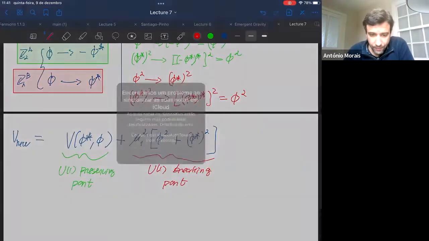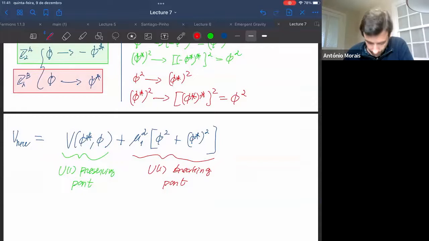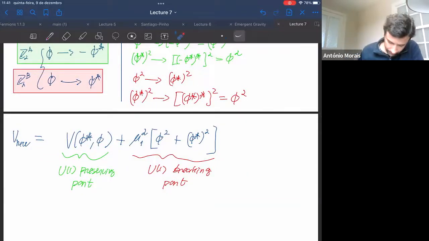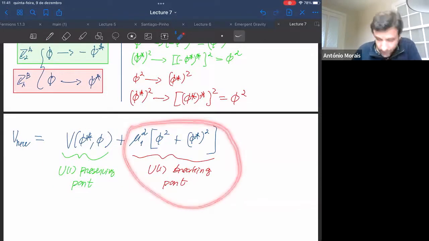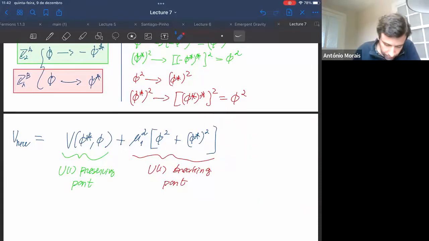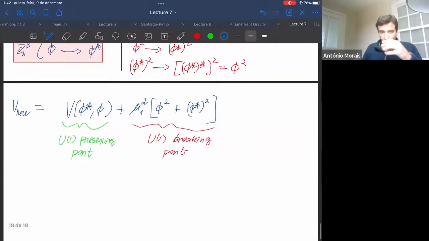So I was saying that we have a new potential that is made of a U1 preserving part and a U1 breaking part, and this is the U1 explicitly breaking part. So we need to recompute the stationarity conditions for this full potential. And now we get more conditions because of this Z2 cross Z2 symmetry. This potential has a Z2 cross Z2 symmetry. So there are actually 5 possibilities for the stationarity.